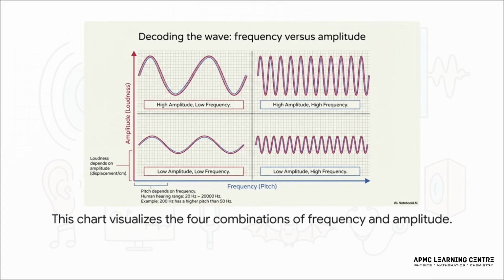And this chart here lays out all the possibilities perfectly. Take a look at the top right. High amplitude and high frequency. That gives you a loud, high-pitched sound. Now, look at the bottom left. Low amplitude and low frequency, and you get a soft, low-pitched sound. By just tweaking these two things, we can basically create any sound we want.